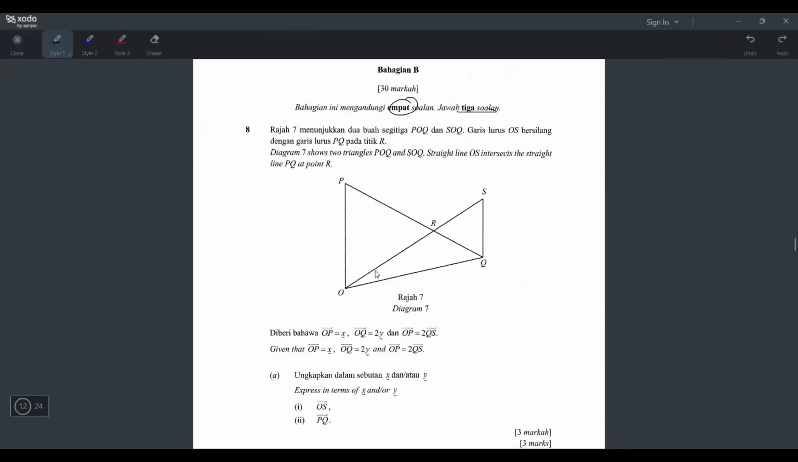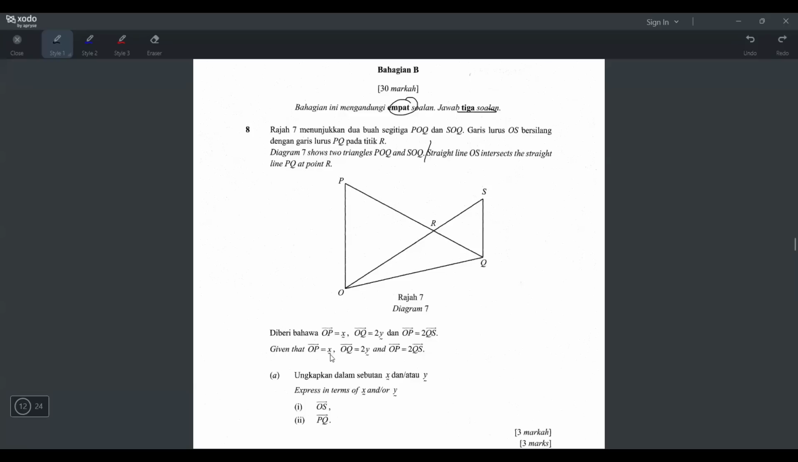Okay, number 8. This one looks like a vector question. Yeah, it's a vector question. So let's read the question. Diagram 7 shows two triangles POQ and SOQ. POQ, let's check. Yes. SOQ, yes, okay. Straight line OS intersects straight line PQ at R. OS, PQ intersect at R. Okay, betul? So far nothing to label. So yeah, let's read down here.